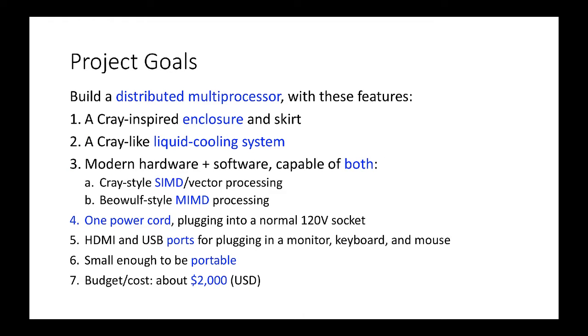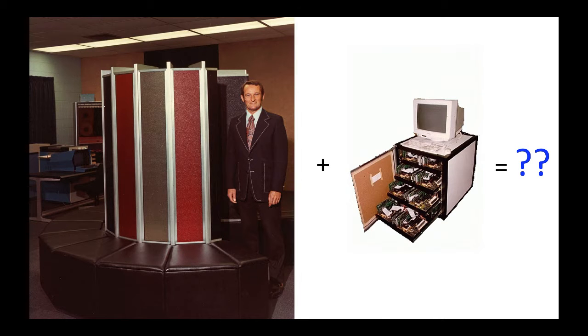The goals are to build a distributed multiprocessor that takes features from the Cray, features from the Beowulf, has a single power cord, modern ports, and is small enough to be portable for about $2,000. So you take a Cray 1, Seymour Cray here from 1994, and a Beowulf cluster like Wiglaf, the first one, combine these together, what do you get?